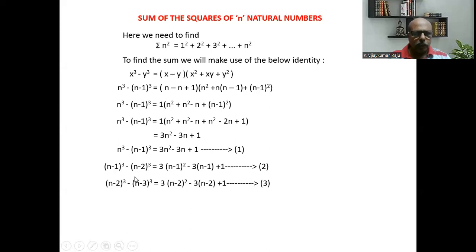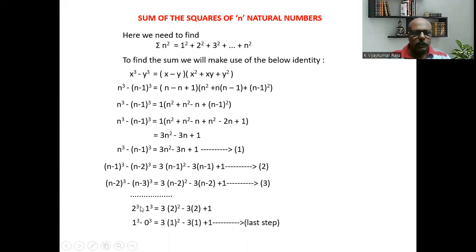Now let's take one more. (n minus 2)³ minus (n minus 3)³. So here, in place of n, you write n minus 2. So it is 3 into (n minus 2)² minus 3 into (n minus 2) plus 1. Let us take this as the third equation. So it continues like this. We go further.